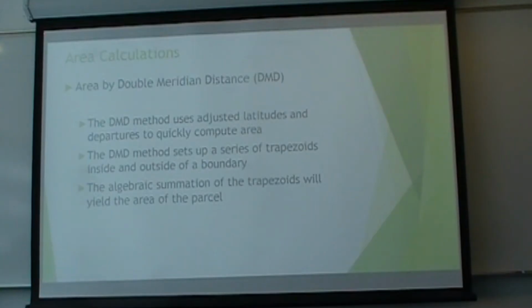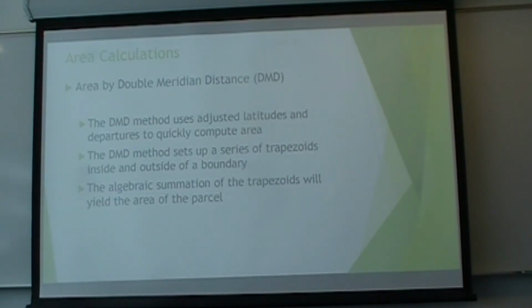And that's only going to work if you have a 90-degree angle. Okay. So area by double meridian distance is the case where you have adjusted latitudes and departures. So it's a pretty slick little method of doing it, but it's just got a little bit of a setup. But again, it does use adjusted latitudes and departures to quickly compute area. DMD will set up a series of triangles, or trapezoids, excuse me. Actually, some could be triangles inside or outside of your boundary. And some trapezoids will be negative, some will be positive. When you add the sum of those together, what you'll get is the area of the parcel.